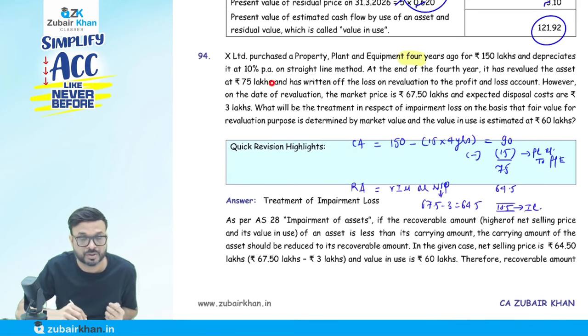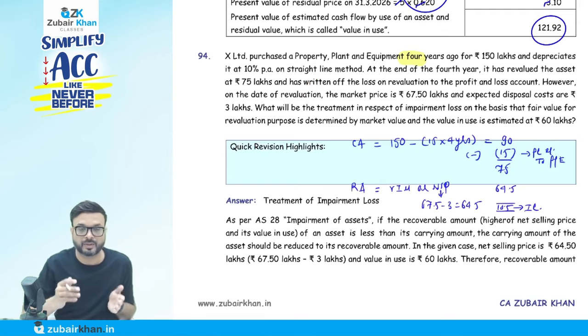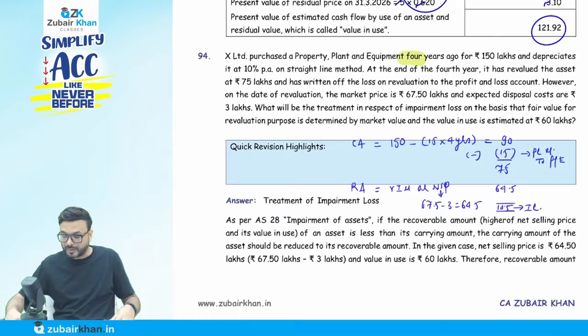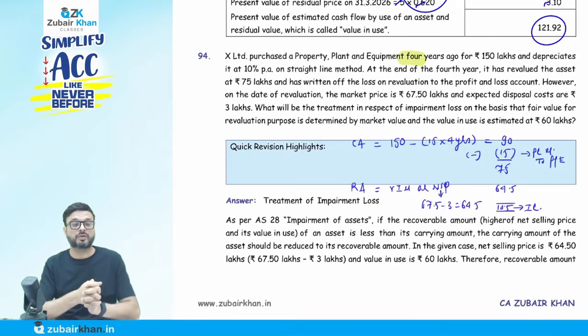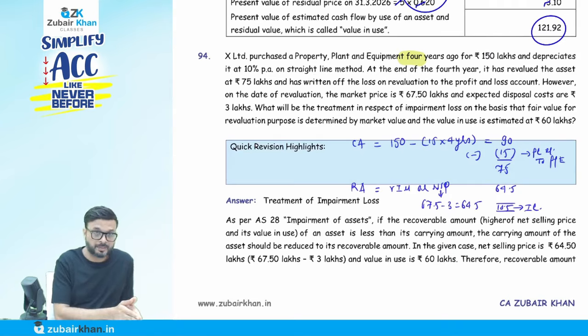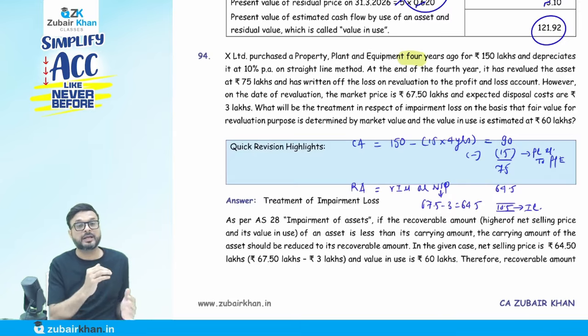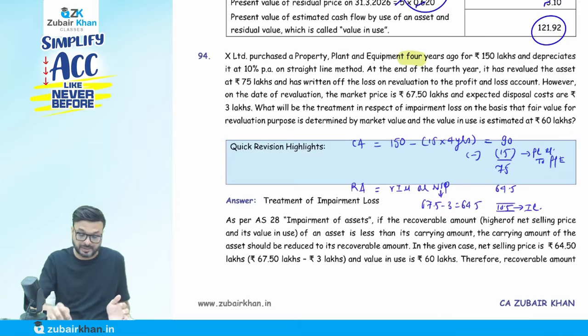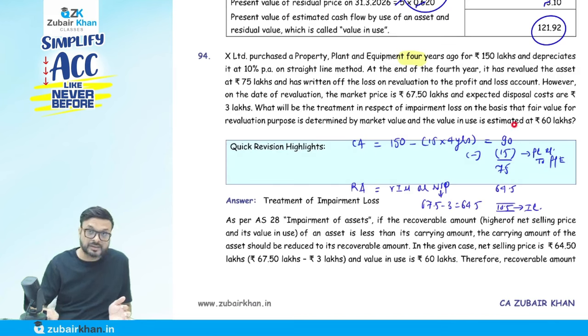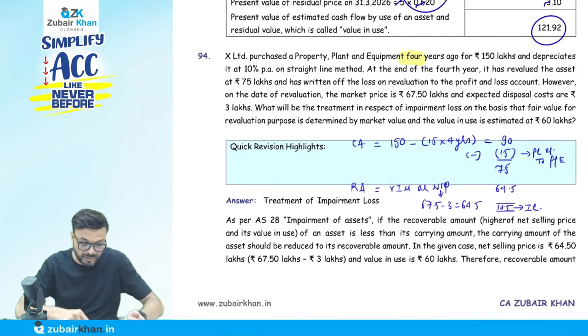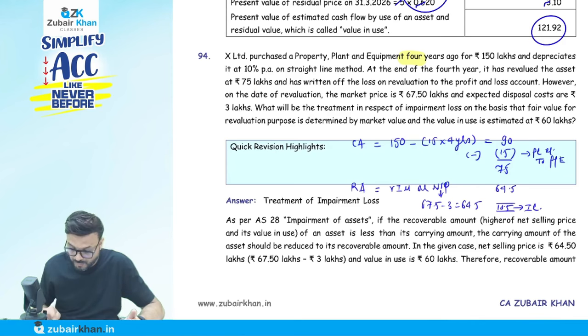So they charged the depreciation for how many years? 4 years. Here the value is 150, and they are charging 10% on an SLM basis. So 150 multiplied by 10% comes to 15 for 1 year. How much will it be for the 4 years? That is 60. So 150 minus 60, this is the book value I have. Then we have done the revaluation at 75, so the book value is 90.